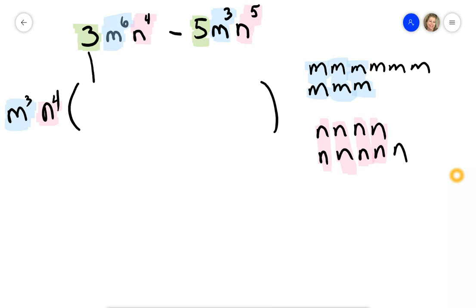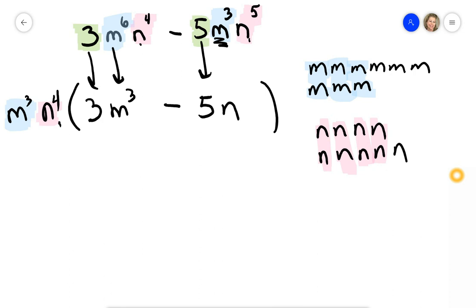So I'm still going to have this 3. M to the 6th divided by m to the 3rd would leave me with an m to the 3rd. N to the 4th divided by n to the 4th just cancels out. Bring down the minus sign. I can't pull anything from the 5, so there's the 5. If you take an m to the 3rd from an m to the 3rd, that's gone. And then n to the 5th divided by n to the 4th is an n to the 1st.